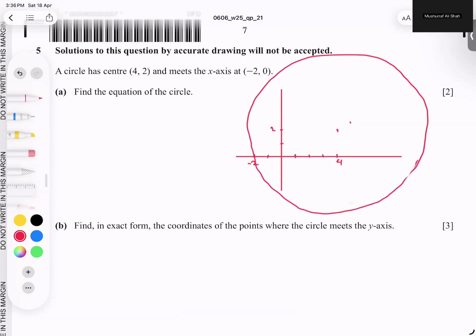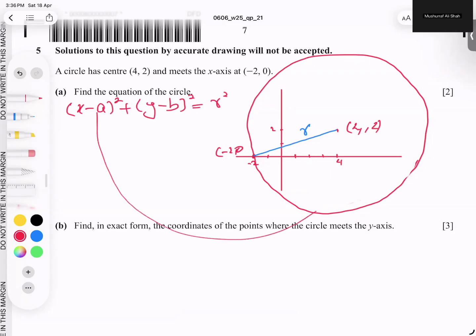So this center is (4, 2), and this point is x = -2 and y = 0. For the sake of understanding, this distance is called the radius. Okay, and now he's asked for the equation of the circle. What is the formula for the equation of a circle, student? Basically (x - a)² + (y - b)² = r².